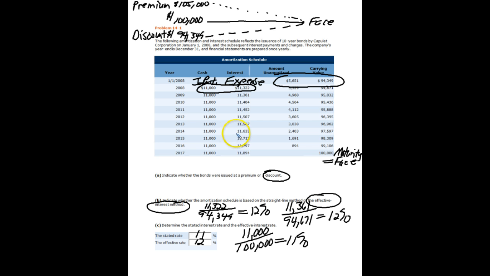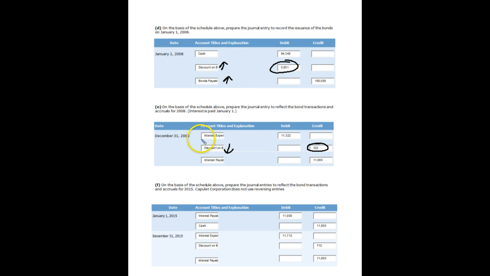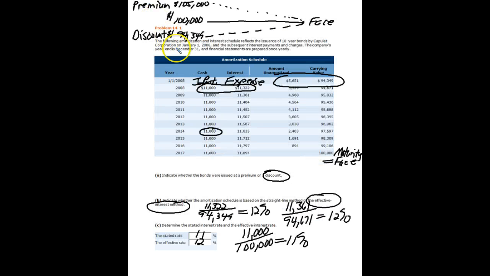So first off, let's look at the end of 2014, we would have had an interest payable of $11,000, right? Just like we have here at the end of 2008, there is this interest payable of $11,000. That's going to be the same amount year after year after year. Let's take a peek at that.